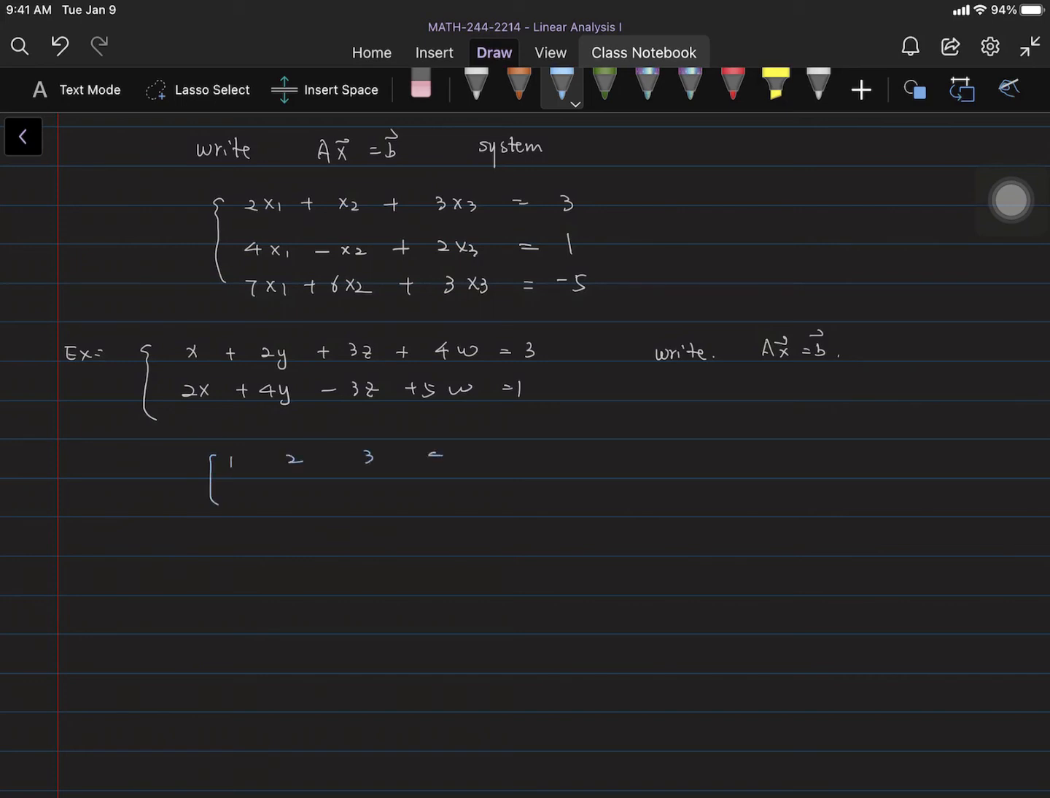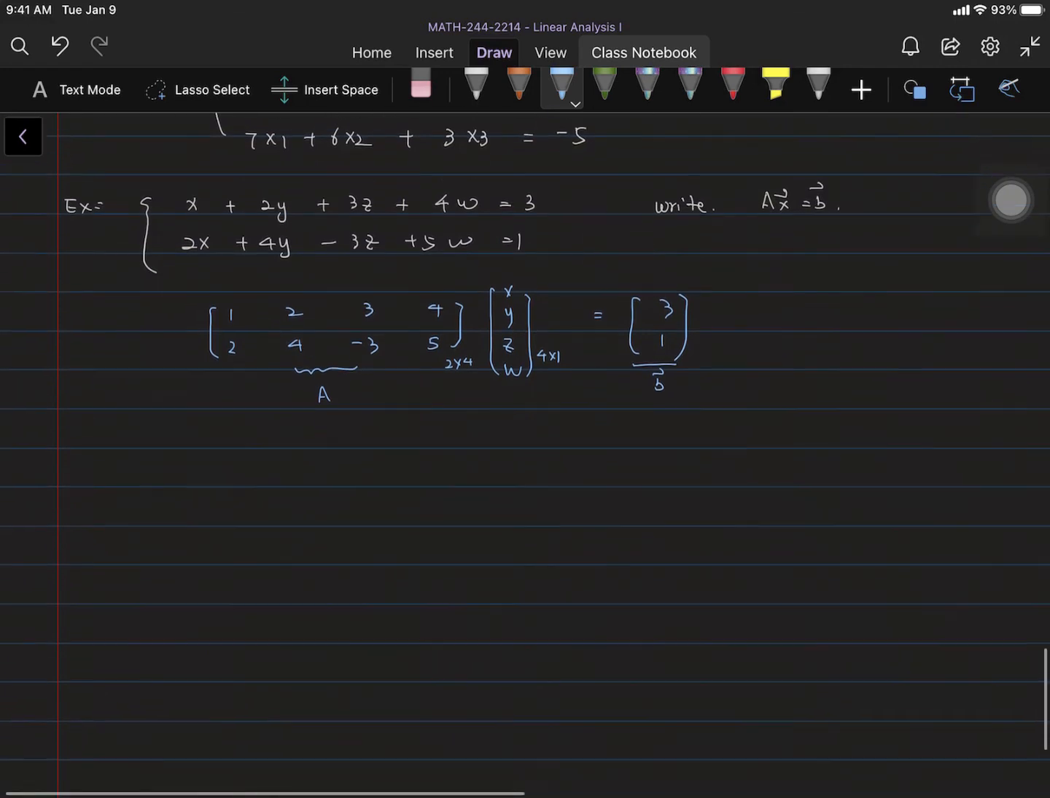The coefficients are 1, 2, 3, 4, 2, 4, negative 3, 5. What are the unknowns? The unknowns should be x, y, z, w. Actually, this is 2 by 4, so 4 by 1, definitely we can multiply them together, right? And this one equals 3, 1. Okay, this is the vector form. And what is B? B is this one. And the coefficient matrix is this one.